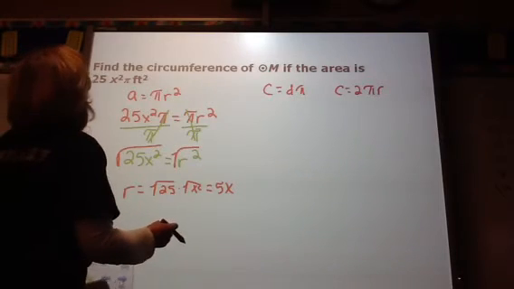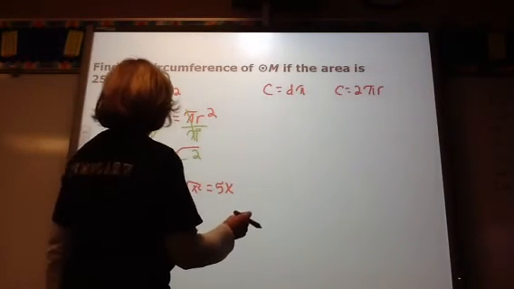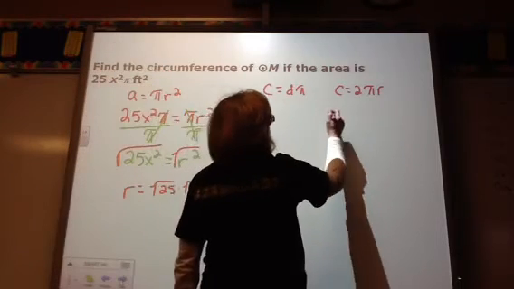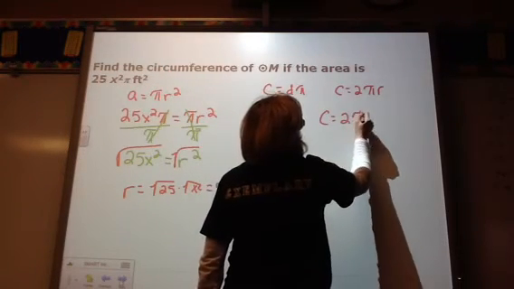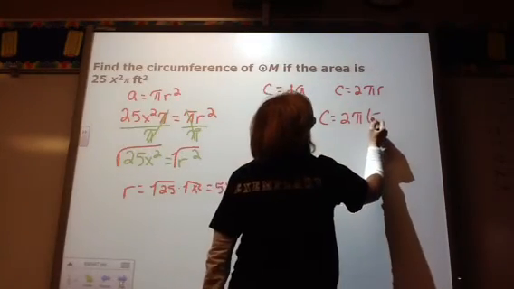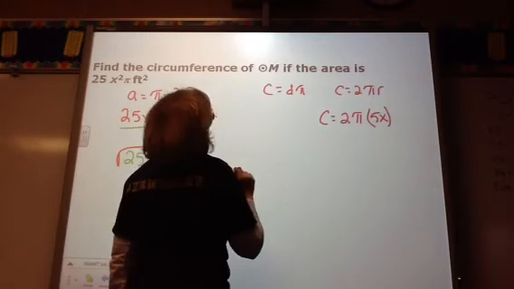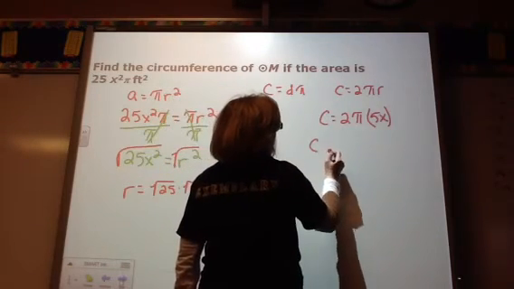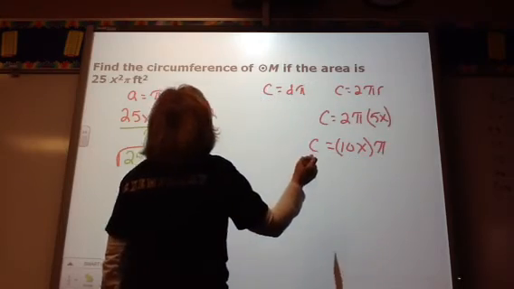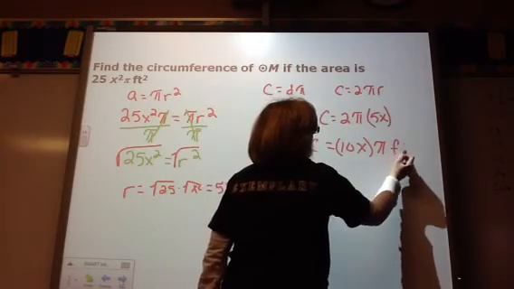And then we can come over here. We're trying to find the circumference, and we can use this formula. So circumference equals 2 pi times the radius, 5x. So we have 10x pi, and our units are feet.